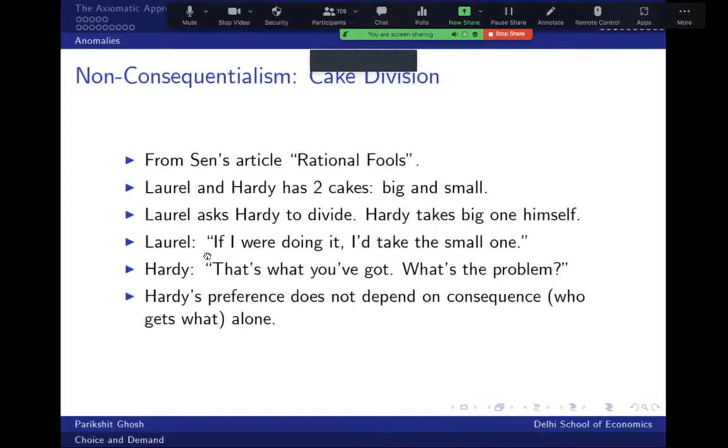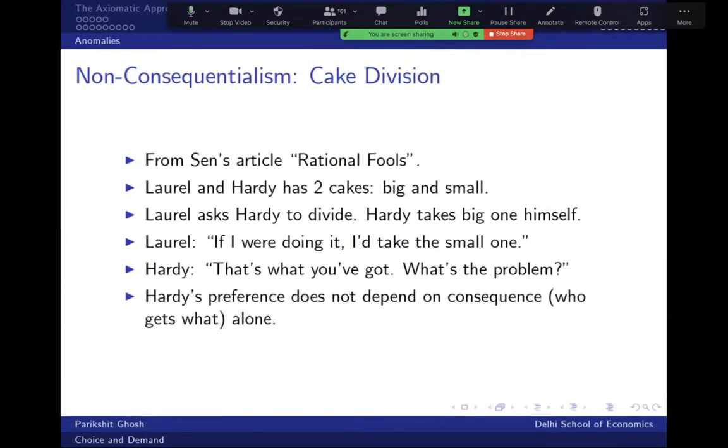Maybe, as somebody just said, if you take the small cake yourself and give the larger cake, it's a signal that you are not utterly selfish, that you can think about others, you can be generous. So Laurel is upset by the fact about not so much getting the small cake itself, but what it signifies.